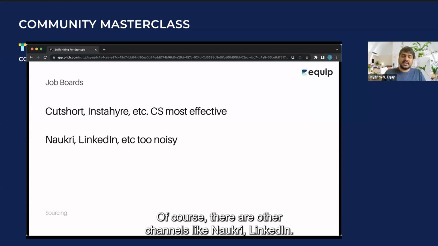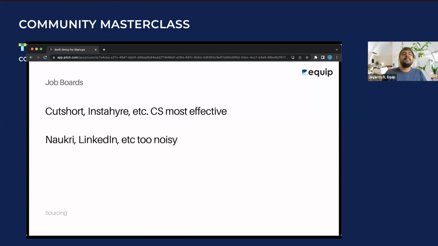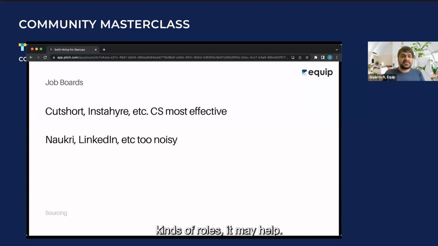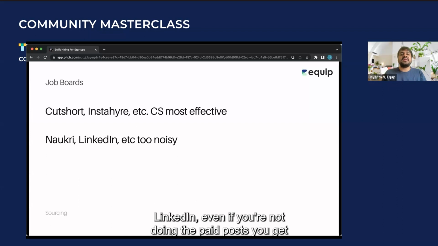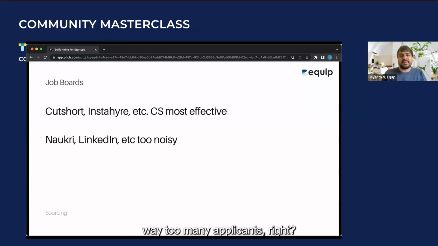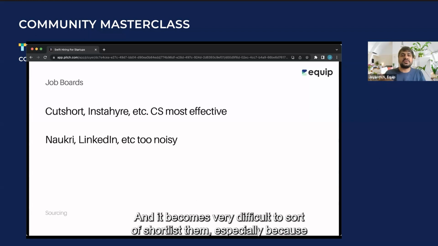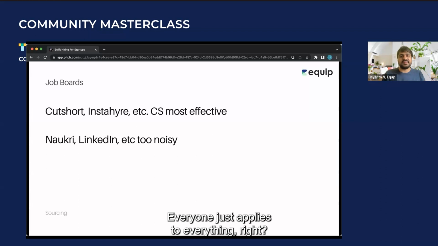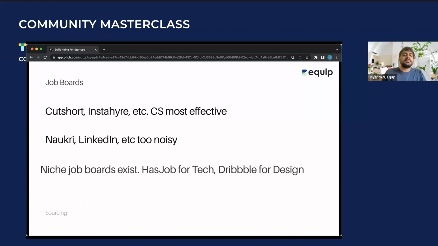Of course, there are other channels like Naukri and LinkedIn. What we have seen is they're way too noisy. Maybe CutShort, if you're looking at more frontline sales kinds of roles, may help. Meatier roles, it's a little difficult. With LinkedIn, even if you're not doing the paid posts, you get way too many applicants, and it becomes very difficult to shortlist them, especially because they have that easy apply option. Everyone just applies to everything. So I personally find LinkedIn quite noisy.